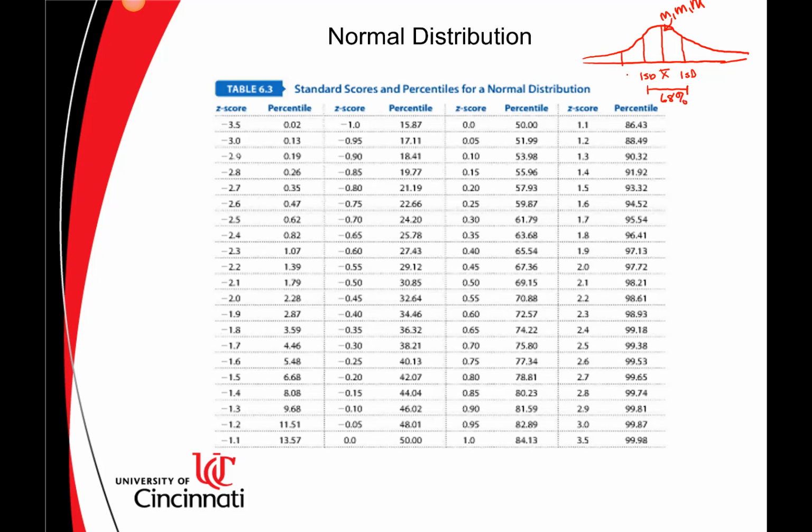If you move out 2 standard deviations, that will always account for 95%. And if you move out 3 standard deviations, that will always account for 99.7%. Doesn't matter how big the numbers are in the data.